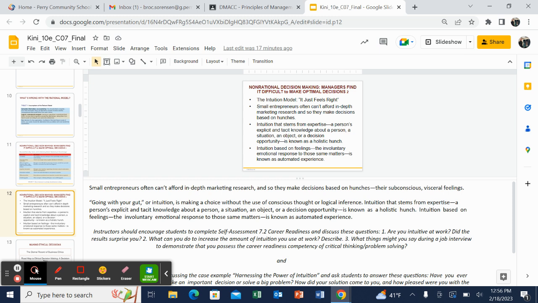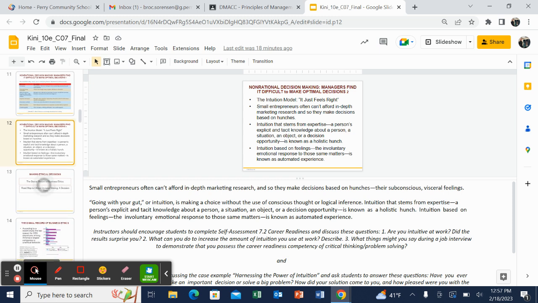If you've ever heard the term going with your gut, this is the intuition model. We're not necessarily relying on outside information. We are simply relying on our gut: what has worked for us in the past, and how are we going to use that stuff that helped us in the past to help us moving forward? That is the holistic hunch approach to decision making, going based off of our gut.